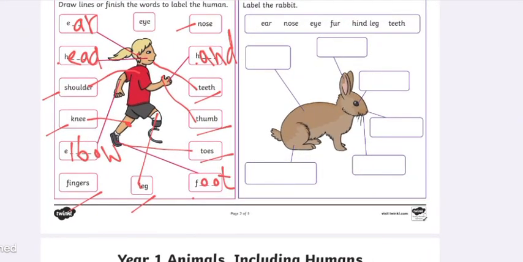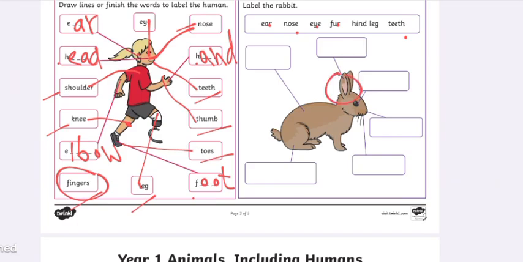So we can match the nose over here. We can match the eye over there. So you can complete the words and then you can match it. And of course the fingers in the hand. You can match it in her hand, right? Yeah. Now the rabbit. We have ear, nose, eye, fur, hind leg, and teeth. Hind, it means in the back.